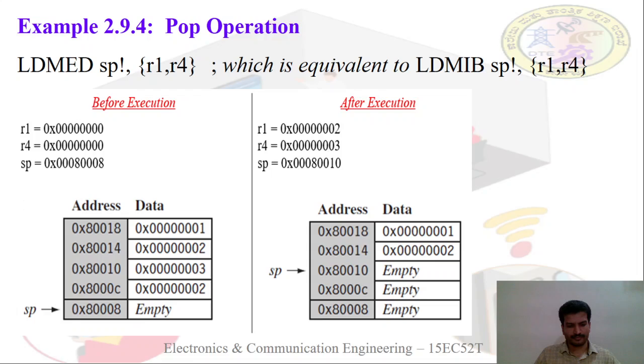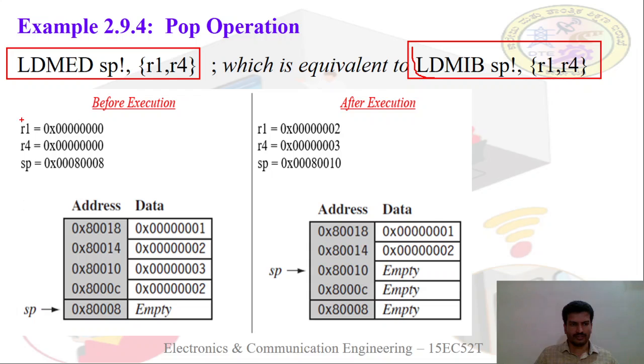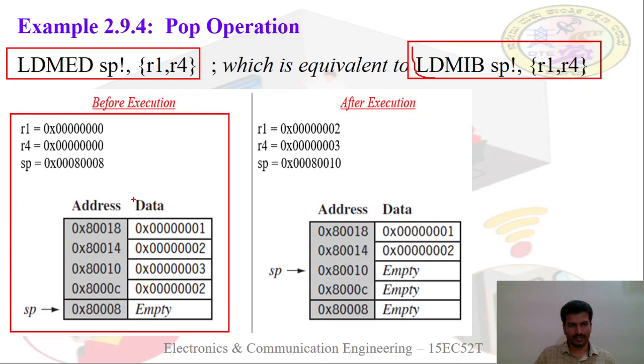So next example. LDM ED, which is equivalent to LDM IB. So again, pop operation means stack memory to register. Load means memory to register. So let us consider the initial values. R1 initially 0, R4 initially 0. The stack pointer contains address 8008. So now the stack pointer is pointing to address 8008.